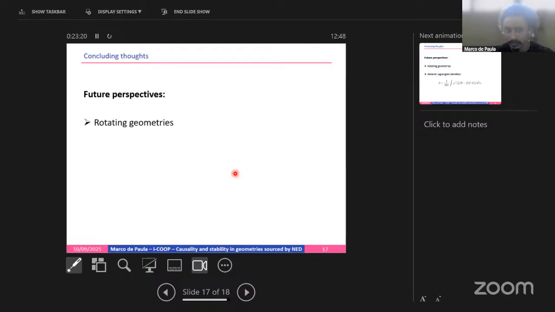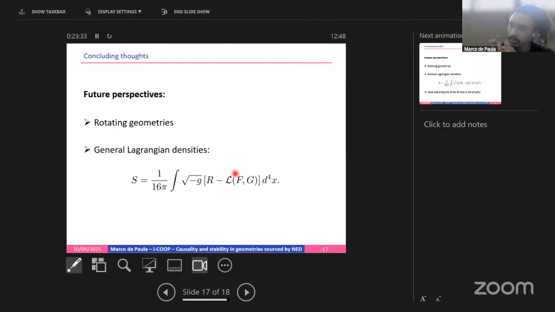So as a future perspective, we want to explore rotating geometries to go beyond the spherically symmetric case. We also want to consider more general Lagrangian densities. Here we have considered a framework of nonlinear electrodynamics where the Lagrangian density depends only on the Maxwell scalar. And we can actually go further than that. We can consider that the Lagrangian density also depends on the second scalar, which is the G scalar, which is basically the scalar product between the electric and magnetic fields.